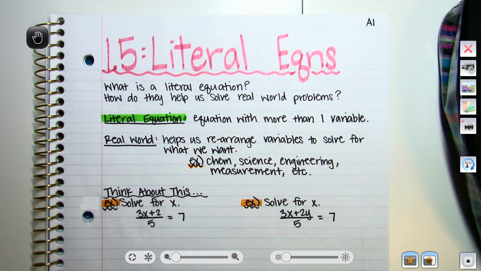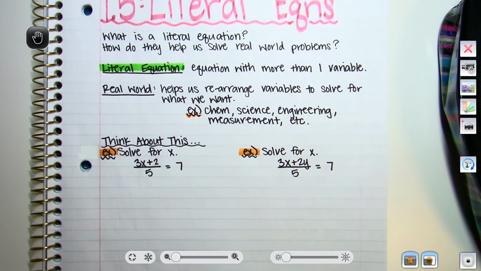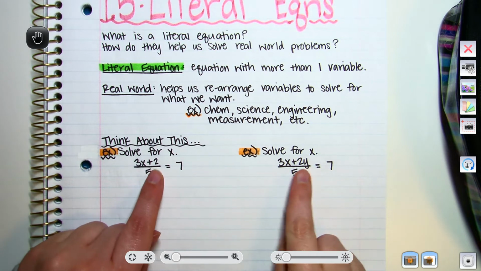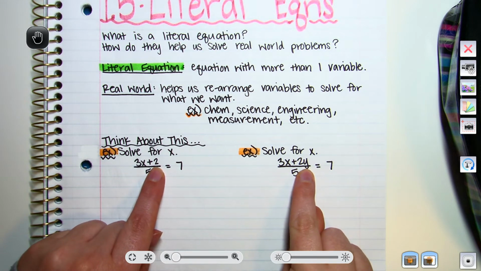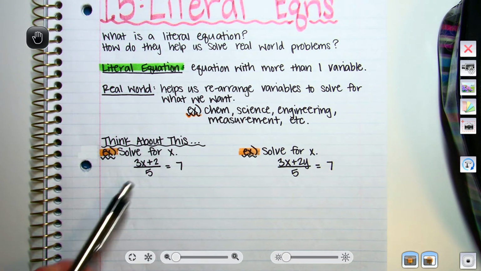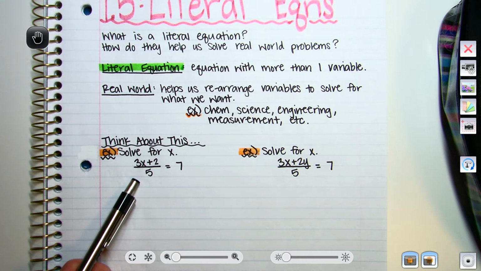All right, so let's look at the first examples. I want you to think about two different problems. Both of these look really similar, but if you notice, the difference is the one on the left has just 2, and the one on the right has 2y. The one on the left is like what we've been solving before when we're just solving for one variable. So let's go ahead and solve that one.